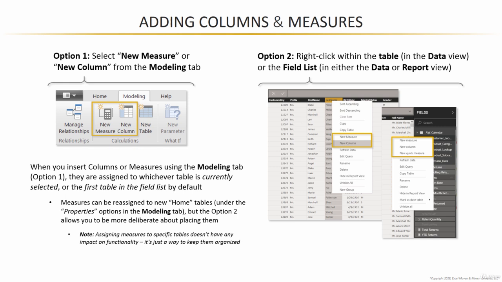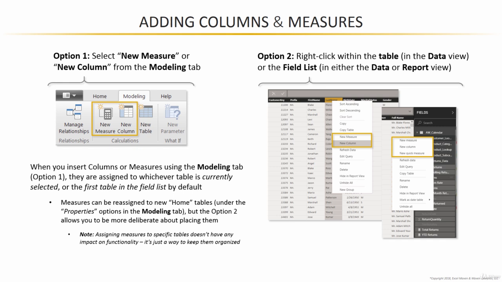Now, if you accidentally insert a measure from the modeling tab and it gets assigned to the wrong table, not a big deal at all. You can easily reassign those measures or columns to new home tables using the properties options within that modeling tab. But going with option two, actually right clicking within the table or the field list, lets you be a little bit more deliberate about placing them. So that's the approach that I'm going to use and that I would recommend that you use as well.